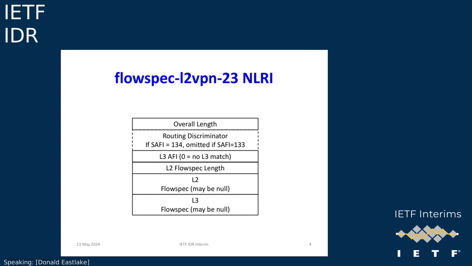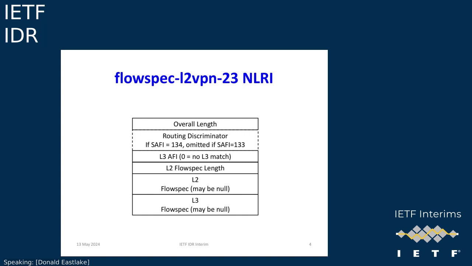This draft is written to be kind of general. It allows the null case. Not sure just how useful that is in all cases, but whatever. And whether or not there's an L3 flow spec, you can tell how long it would be from the overall length and the length of the previous fields. Whether that's there or not is also indicated by the L3 AFI. So AFI 0 is reserved. It means that there isn't anything there. It's generally reserved for all purposes. And it would indicate there's no match on layer 3 stuff after the layer 2 headers that you're matching.